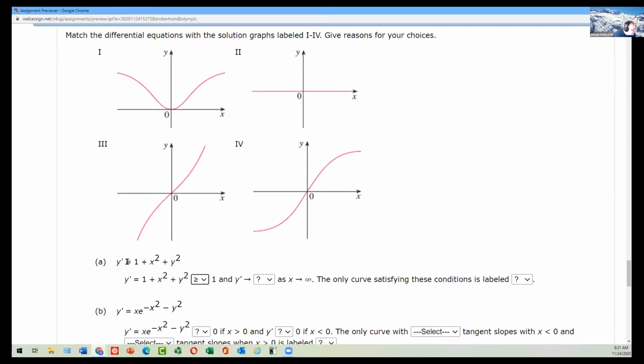Now, as x goes to infinity, won't this thing here go to infinity? So I am looking for a graph where the slope is always bigger than or equal to 1, and as x gets bigger, it gets even steeper. The only picture that suits all those things, that its slope is always 1 or bigger, and as x gets larger, it gets steeper, would be picture number 3. Do you see the logic of why I did that particular one?